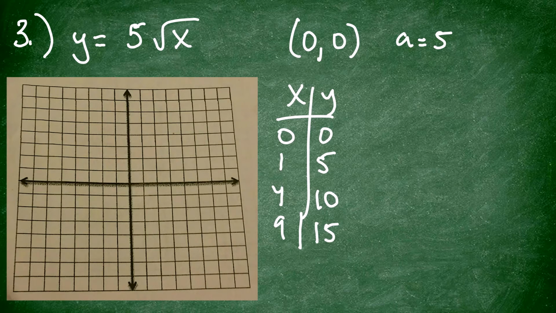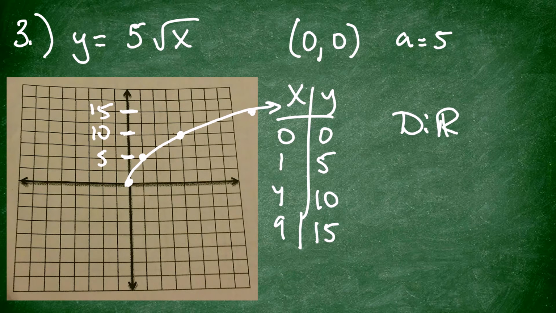I'm going to change my scale. I'm going to make this 5. I'm going to make this 10. I'm going to make this 15. All right? So then I'm going to go 0, 0, 1, 5, go over 4, up to 10, go over 9, up to 15. And then, there we go.